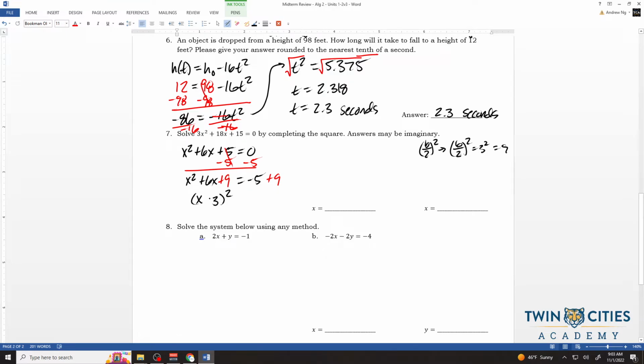And then you're going to put a plus sign. You're going to copy this from the middle. If this were minus 6x, then it would be a minus here. But since it's a positive, plus. And on the right side, you're just going to add these together. -5 plus 9, that is going to make positive 4.